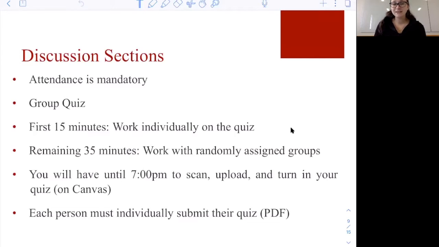Then you would have until 7 p.m. to scan and upload and turn in your quiz on Canvas. Every person's going to submit their quiz individually. So what this means is if you don't agree with the answer that your group came up with, you are happy and you are welcome to submit your own answer.